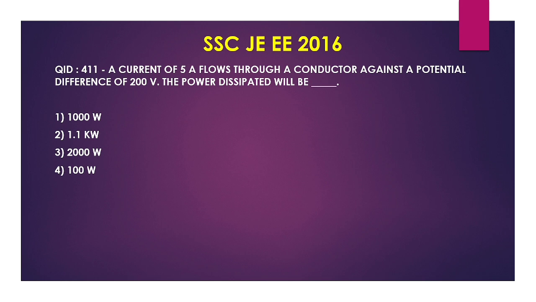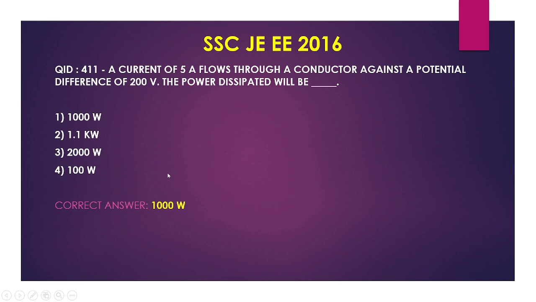Okay, just think. Now let's see the answer. That is 1000 watts. This is a direct question. The formula is P is equal to VI, that is current into voltage. So 5 into 200 is 1000.